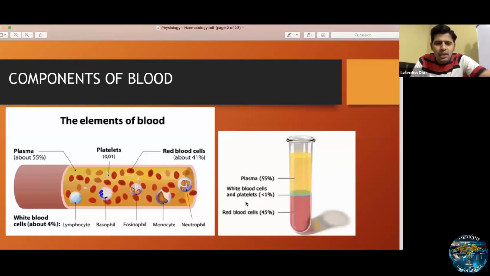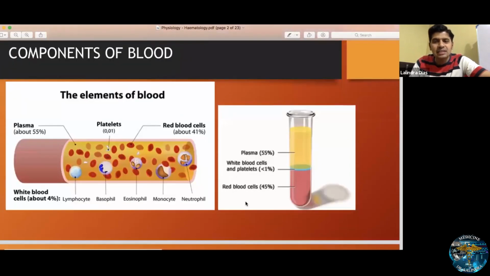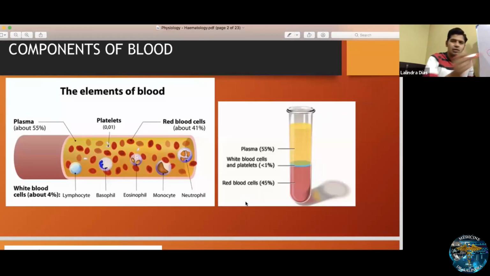All right. So you can see, red cells are biconcave in shape. This side is also concave, and this side. So we call it biconcave. When the shape is like this, we call it biconcave.